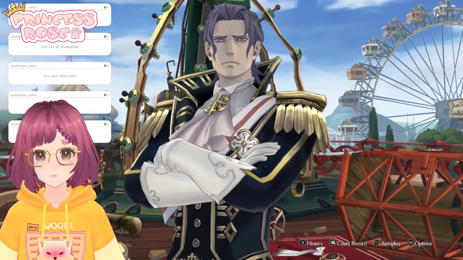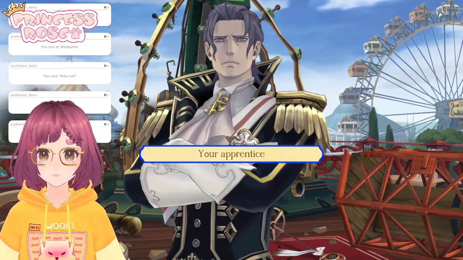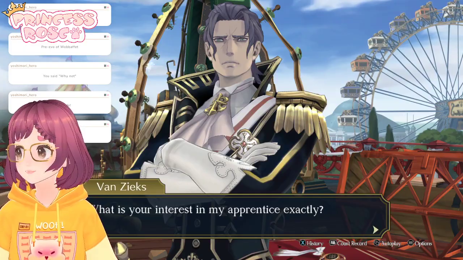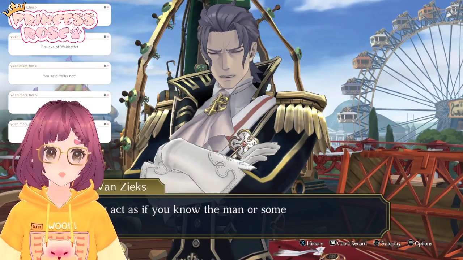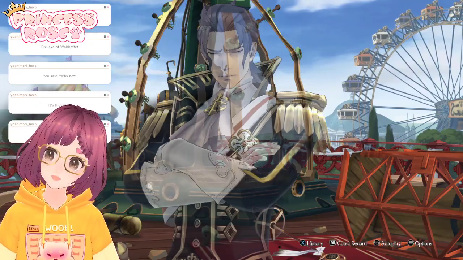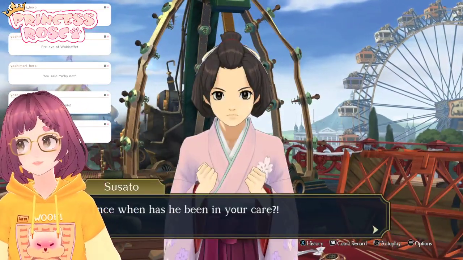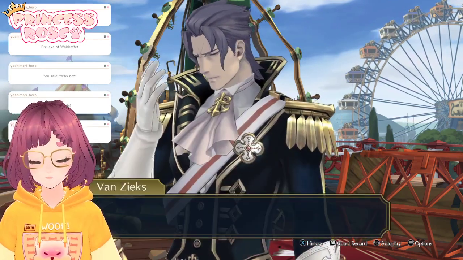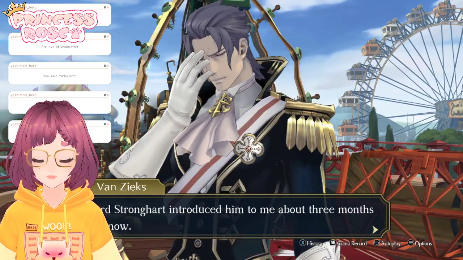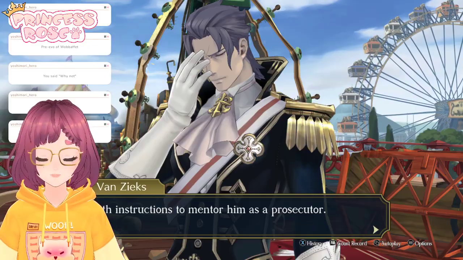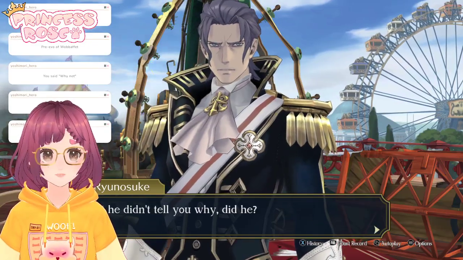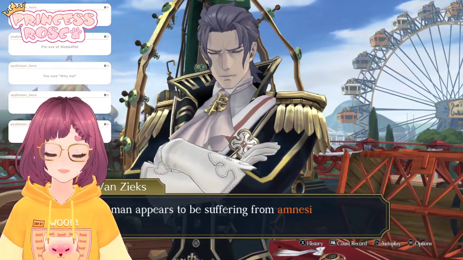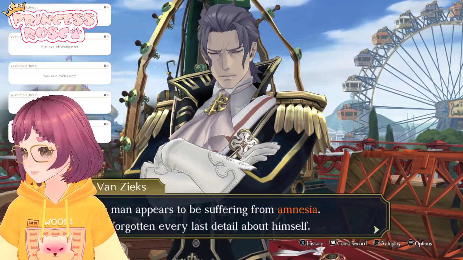What's going on here? What is your interest in my apprentice exactly? You act as if you know the man or something. Well, since when has he been in your care? I don't recall you having an apprentice before I left Britain 6 months ago. Lord Strongheart introduced him to me about 3 months ago now, with instructions to mentor him as a prosecutor. But he didn't tell you why, did he? The man appears to be suffering from amnesia. He's forgotten every last detail about himself.